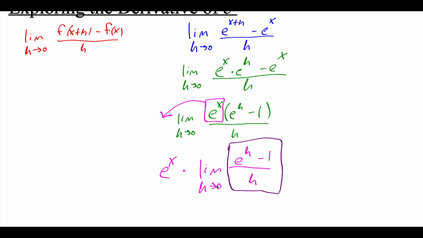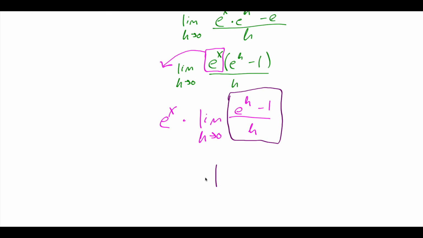So I know that this whole limit on the end, which we just looked at graphically, is going to be 1. So this is really going to say e to the x times 1, but e to the x times 1 is just e to the x. What this means is if you're dealing with a function y equals e to the x, and you find its derivative, the derivative is the exact same thing. It's still e to the x.